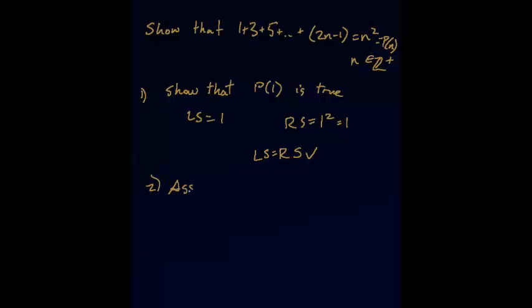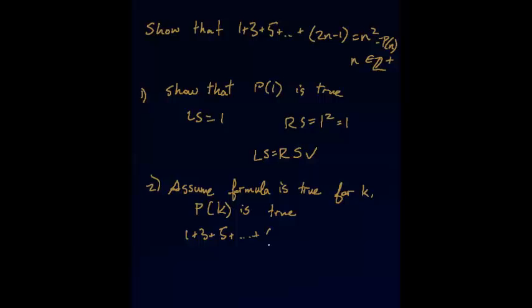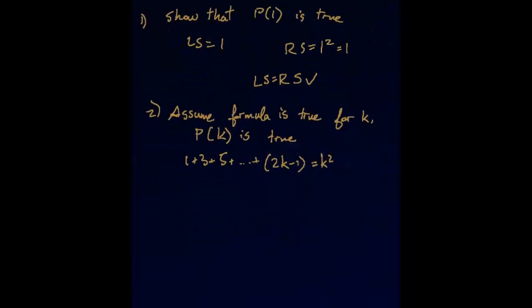Step 2. We assume this formula is true for some value k. In other words, assume that Pk is true. To show this, we rewrite this formula, except now instead of n, we have some value k. We are not sure what this value k is, because we're assuming that whatever value k is, this formula is correct. So we have shown P1 is true.